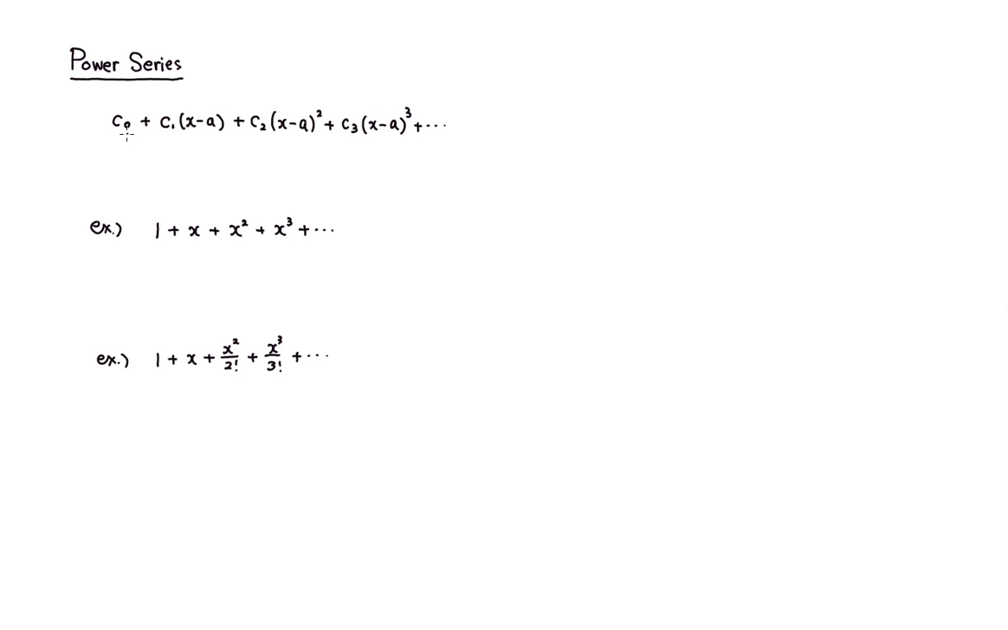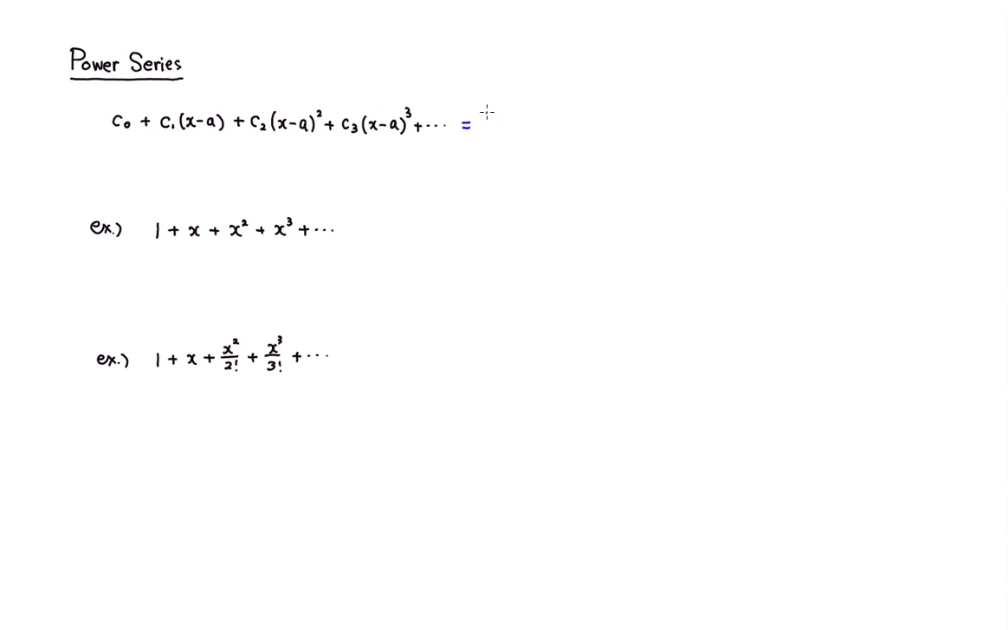C0, some constant, plus C1, some constant, times quantity x minus a. a is called the center, so this is a power series centered at a. And C2, which is a number, times quantity x minus a squared, C3 times quantity x minus a cubed, and so on. And in summation notation, you can write it in this form.